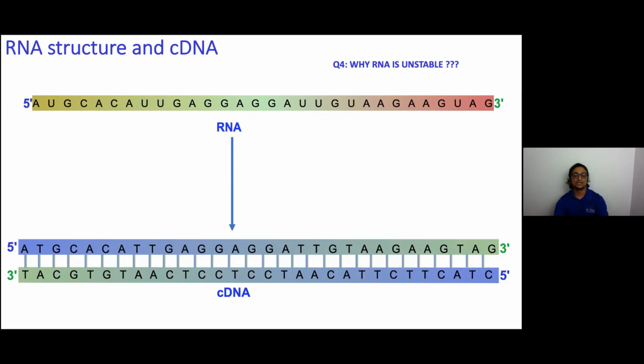When we do RNA sequencing, the first step is to convert the RNA into cDNA. Then the DNA will be sequenced. The RNA is not directly sequenced, but the RNA which is converted into cDNA is sequenced.